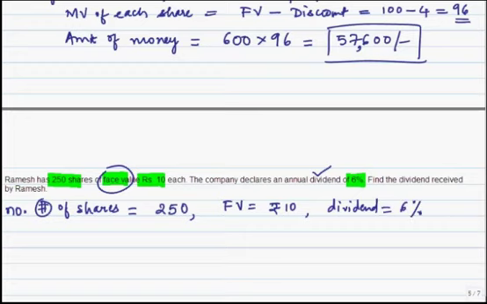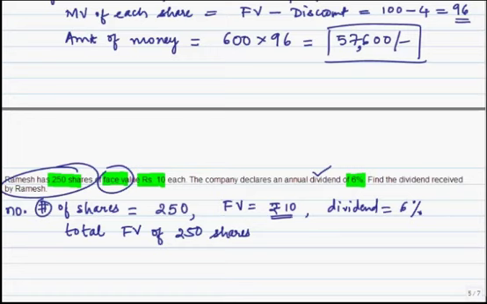Fine. So very simple. First we will calculate the total amount. This is the face value of each share. So what is the total face value of 250 shares? Because this person is holding all those 250 shares, right? So let us calculate the total face value. 250 shares into face value of rupees 10 per share. So the total face value is 2500.